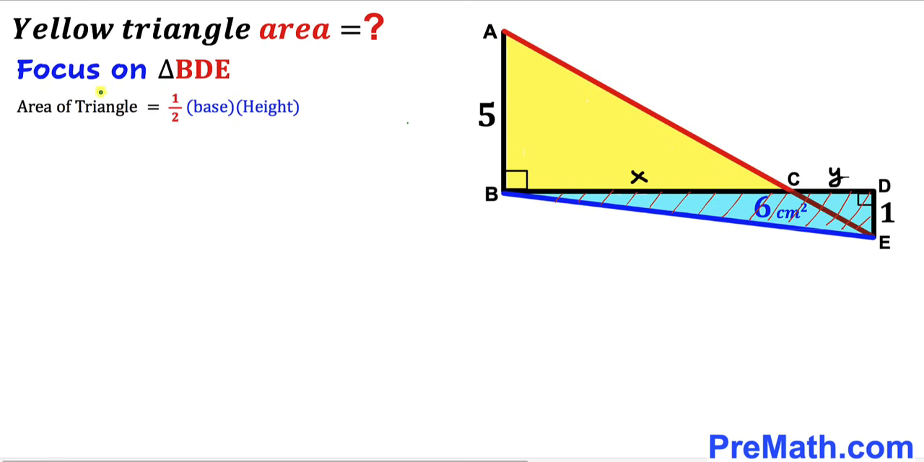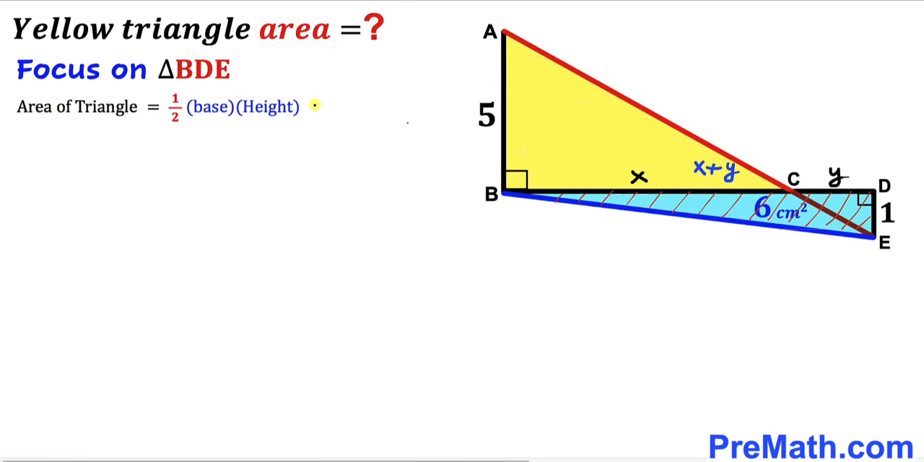Let's recall once again the area of a triangle formula: area equals a half times base times height. The base of this blue shaded triangle is the whole side BD, which is x plus y. So we can write x plus y. The height of this blue triangle is 1. And the area of this blue shaded triangle has been given as 6 centimeters squared.